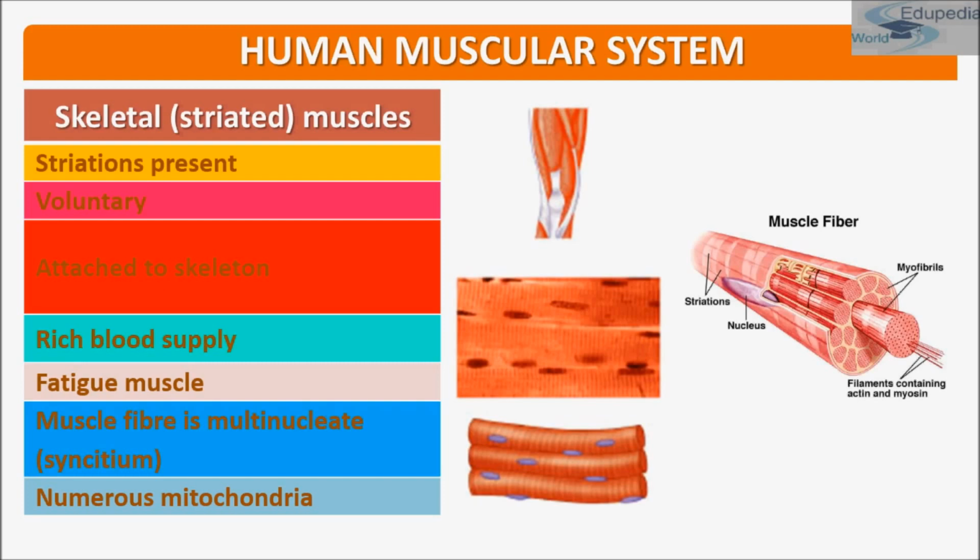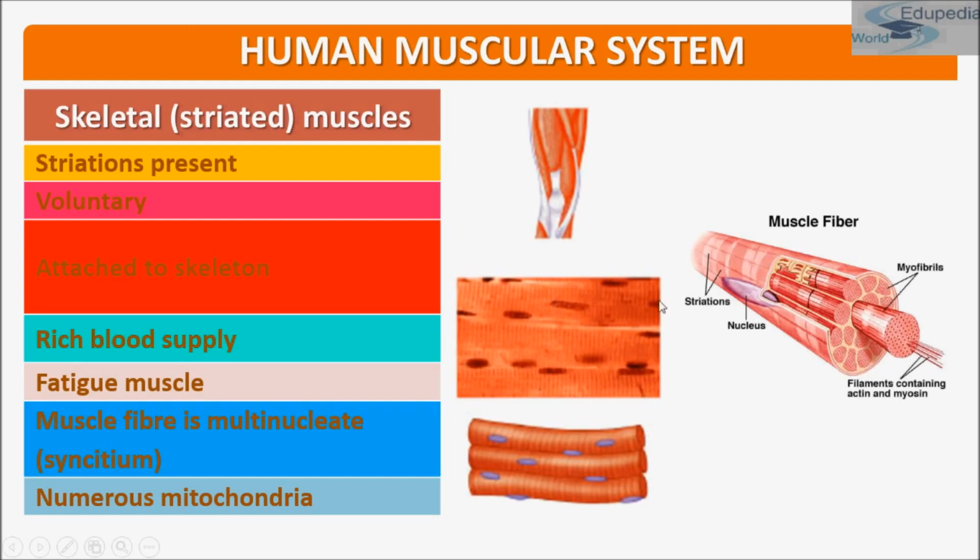And this stripy appearance is due to the bands of actin and myosin, which form the sarcomere found within the myofibrils. Myofibrils are the basic unit of muscles, you can say. Please note that these skeletal muscles are primarily involved in locomotory actions, and they help in the change of the body posture.